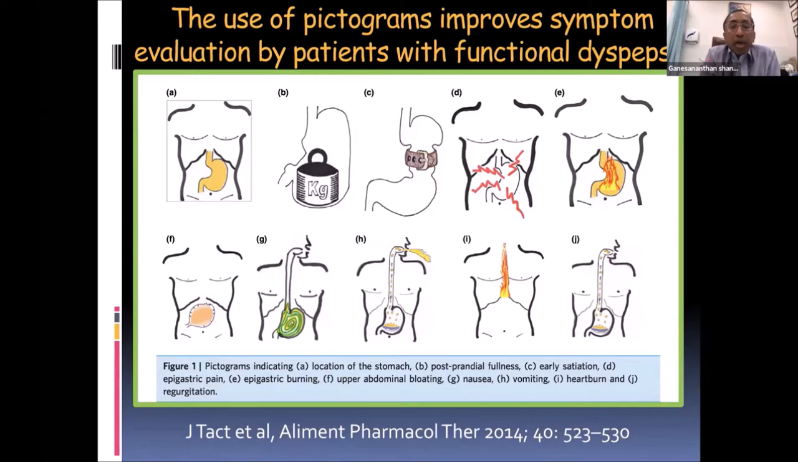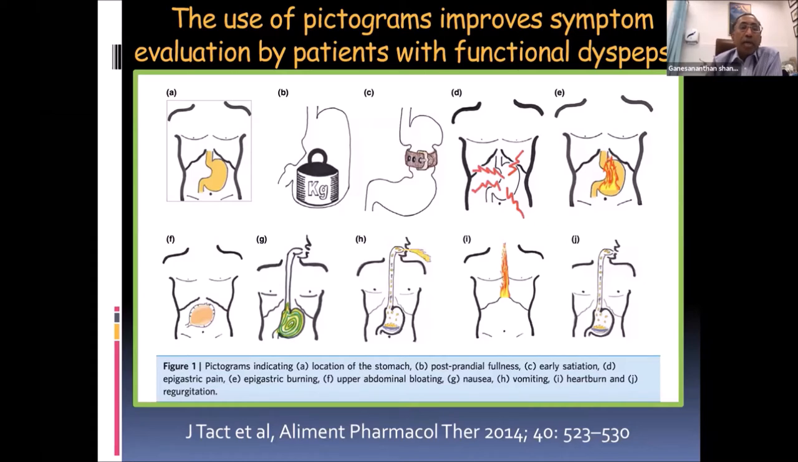So Jan Tack from Belgium devised a pictorial description of this condition. If you look at the first one, he's trying to describe where your gastroduodenal area is, above the navel. If you look at it carefully, the upper part just below the xiphoid will be where the OG junction is. And just slightly above the navel would be the pylorus. And around the navel, we would describe that as where the duodenal area, or the head of pancreas, would be.